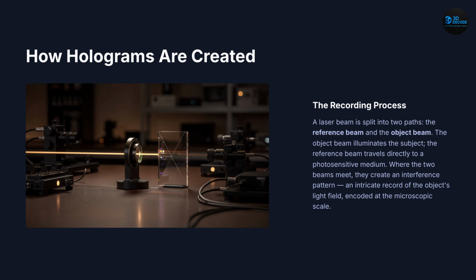Slide 6. How holograms are created. To create a hologram, a laser beam is split into two paths. One beam illuminates the object. The second beam acts as a reference beam. When both waves meet, they create an interference pattern recorded onto a photosensitive surface.